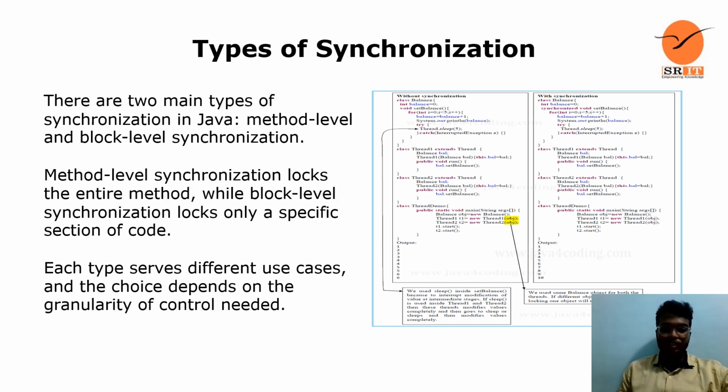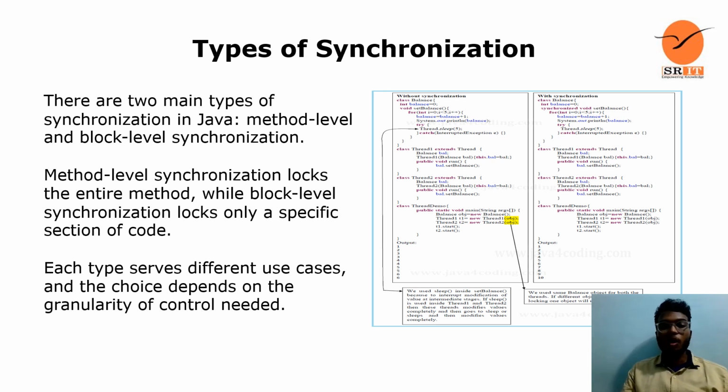And types of synchronization. We have basically two types of synchronization. First is the one which locks the entire method. That is method level synchronization. In Java we have certain methods, and the entire method is locked during the synchronization. The lock is released only when the next method is executed.